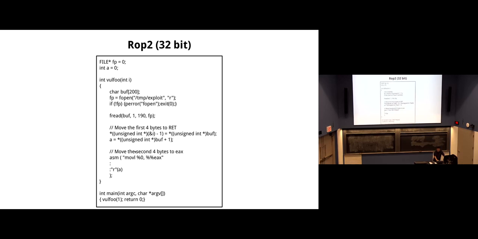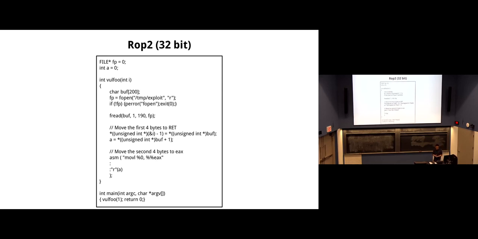Then after that, I will move another 4 bytes in your buffer. So the first 4 bytes go to the return address, so you can control the return address. But you cannot control beyond the return address. You cannot control the saved EBP. And after that, another 4 bytes in your input will be moved to EAX. That's it. It will move to EAX.